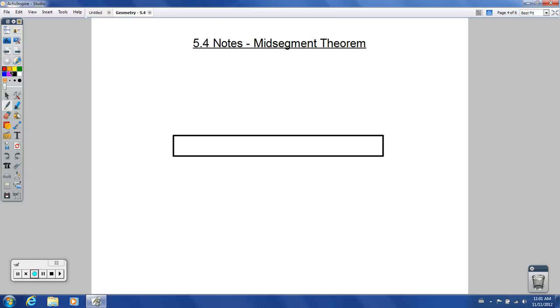So let's first decide what a midsegment is. It's named pretty well, I think. It's a segment that connects something with the middle of triangles. So a midsegment of a triangle, we use our little symbol for triangle right there. A midsegment of a triangle is just this: it's a segment that connects the midpoints of two sides of a triangle.